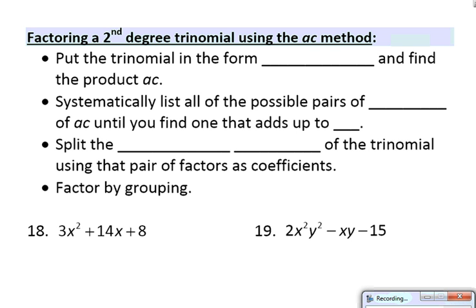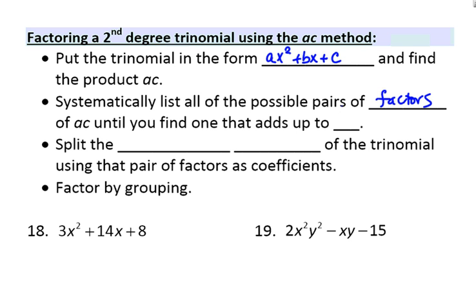So here are the steps for factoring a 2nd degree trinomial or any trinomial using the AC method. You're going to put the trinomial in the form where there's some number times x squared, or I'm just going to get it in descending order, plus bx plus c. So I'm going to get it so that my exponents get smaller. And we're going to find the product AC. You're going to list all pairs of factors of AC until you find one that adds up to B. You're going to split the middle term of the trinomial using that pair of factors as coefficients, and then you're going to factor by grouping. So let's go through those.